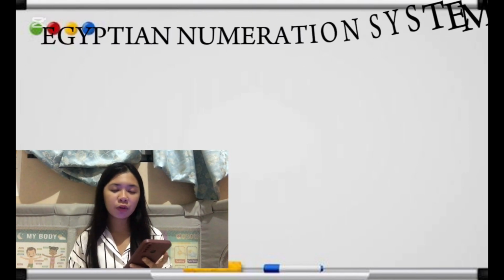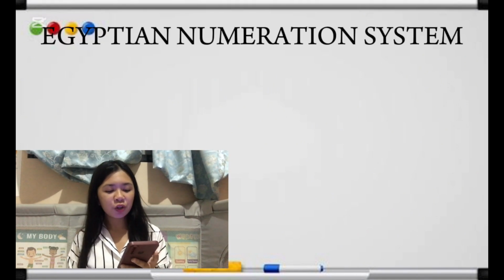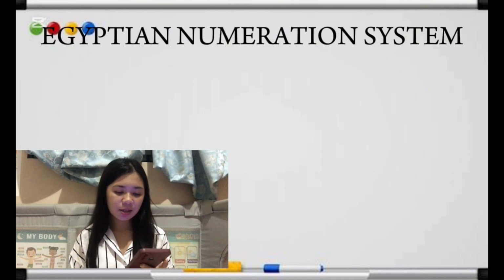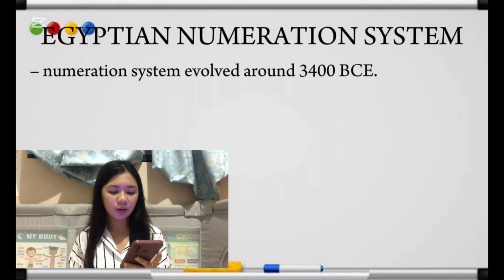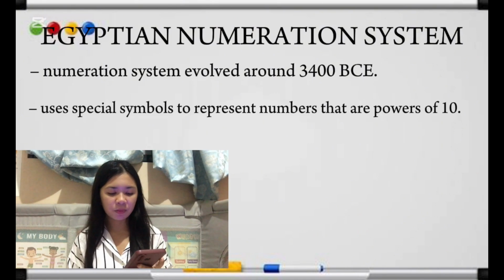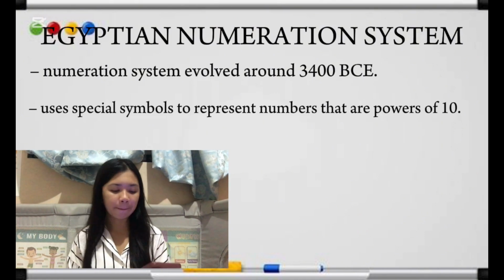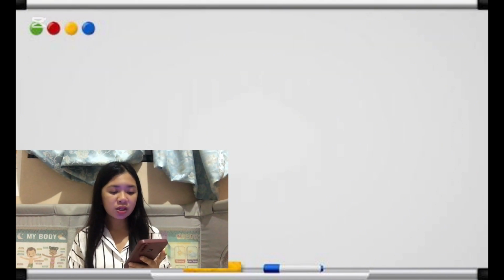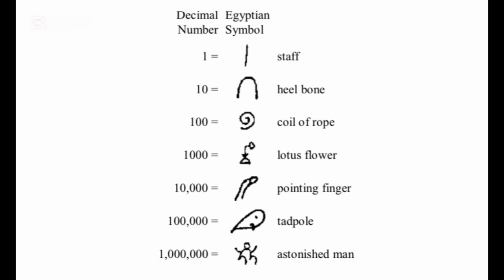Next is the Egyptian numeration system. This numeration system evolved around 3400 BCE. It uses special symbols to represent numbers that are powers of 10. The Egyptians used a written numeration that was changed into hieroglyphic writing, which enabled them to note whole numbers up to 1 million. The system had a decimal base and allowed for the additive principle. In this notation, there was a special sign for every power of 10.